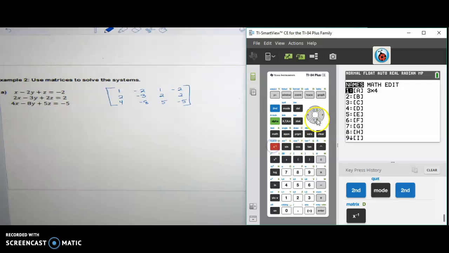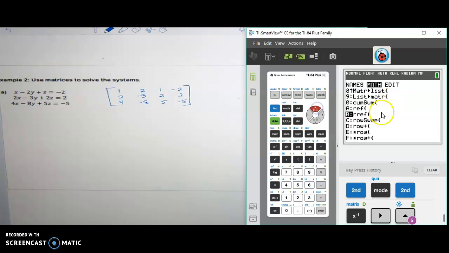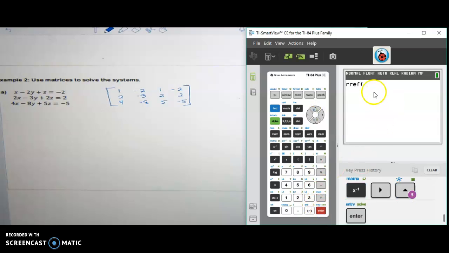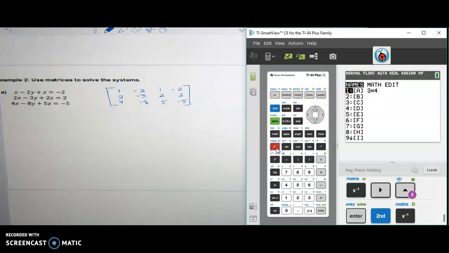So we're going to go to second, back to matrix. We want to go to math. It's like math is just saying calculate in under a matrix. So we want to go to letter B, which is RREF. And we need to put in what matrix we want to use that function for. So we're going to go back to second matrix, and we're going to pick the only one we have in here for A.